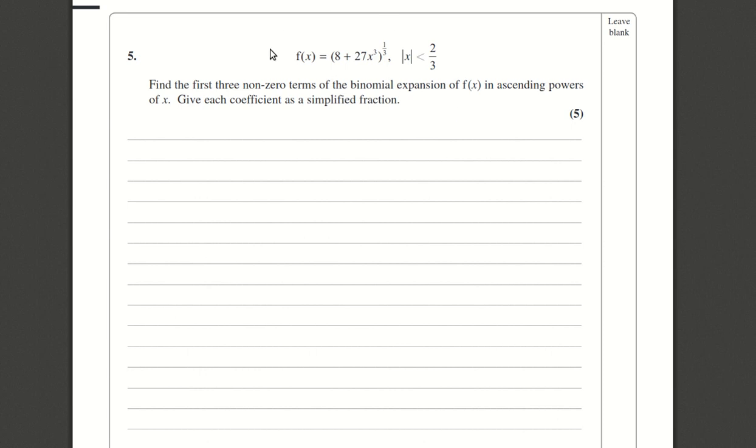Okay, let's smash out a couple more questions before lunch. Right, f of x is 8 plus 27x cubed, sorry, to the power of a third. And we need to do a binomial expansion on this.